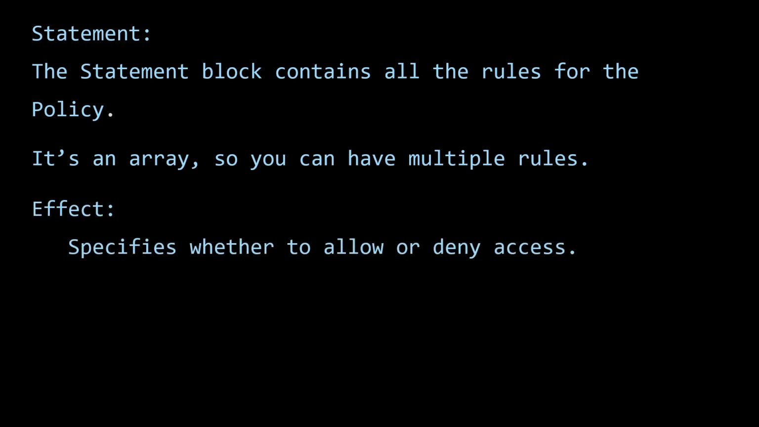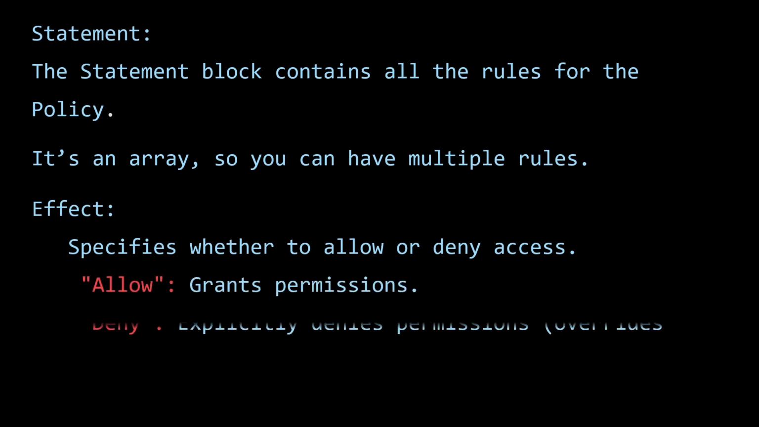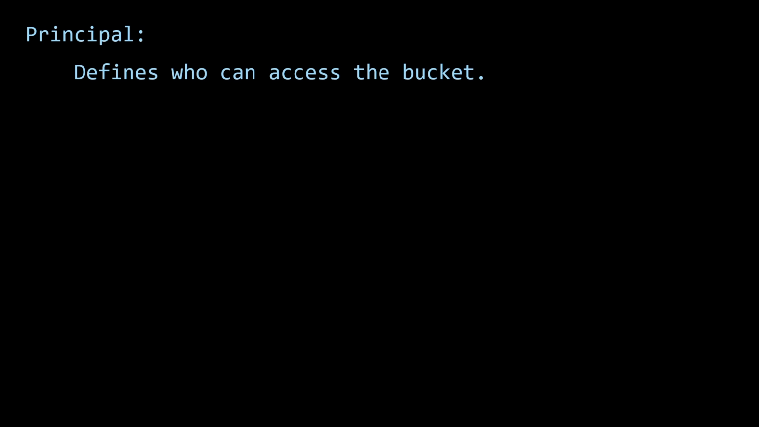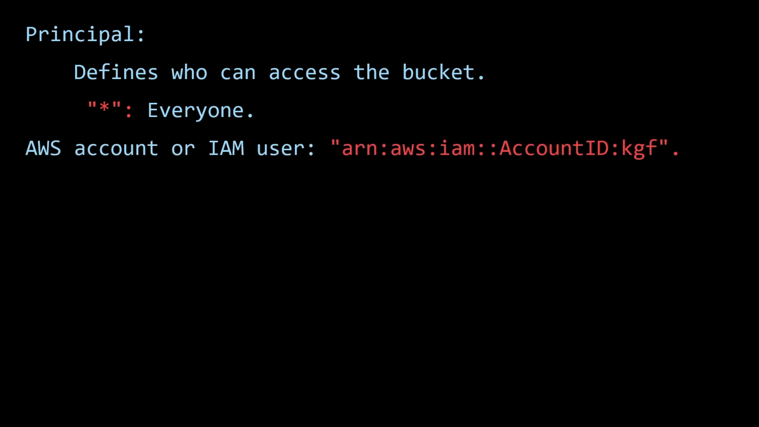Next is effect. It specifies whether to allow or deny access. Allow grants permissions, deny denies the permissions. It overrides any allow rules. Next is principal. It defines who can access the bucket. If you put star for principal, it means everyone can access the bucket.